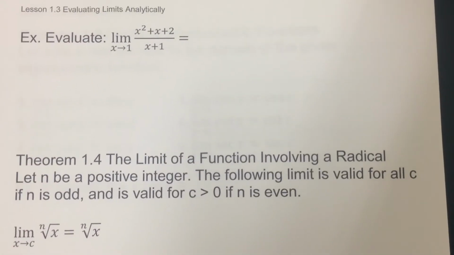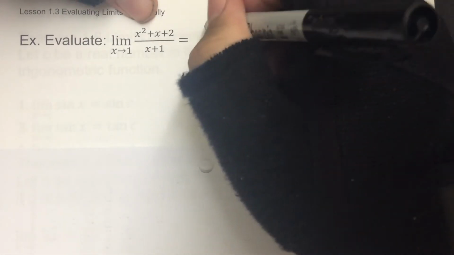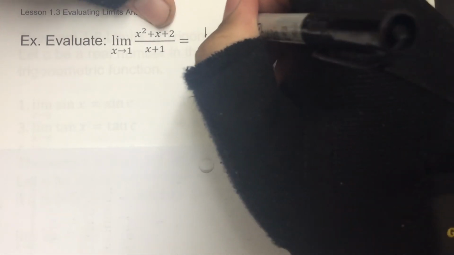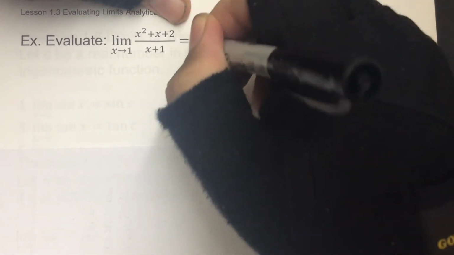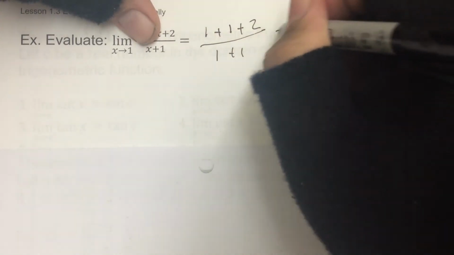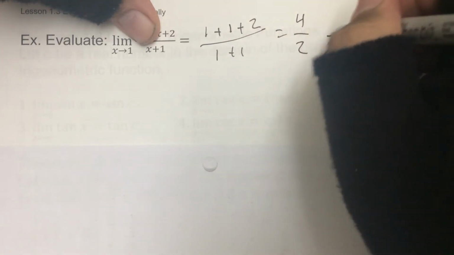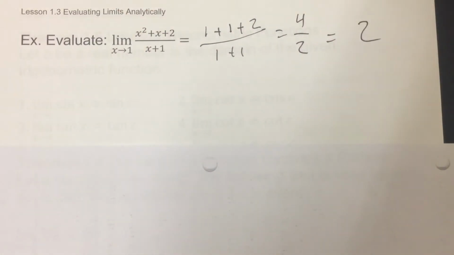So like this. We're going to put 1 in for every x on the top. So 1 squared is 1, plus 1, plus 2. On the bottom we'd have x of 1, so 1 plus 1. So 1, 2, 3, 4 over 1, 2, which ends up being 2 for our overall limit. So plug it right in for every x on the top, every x on the bottom.